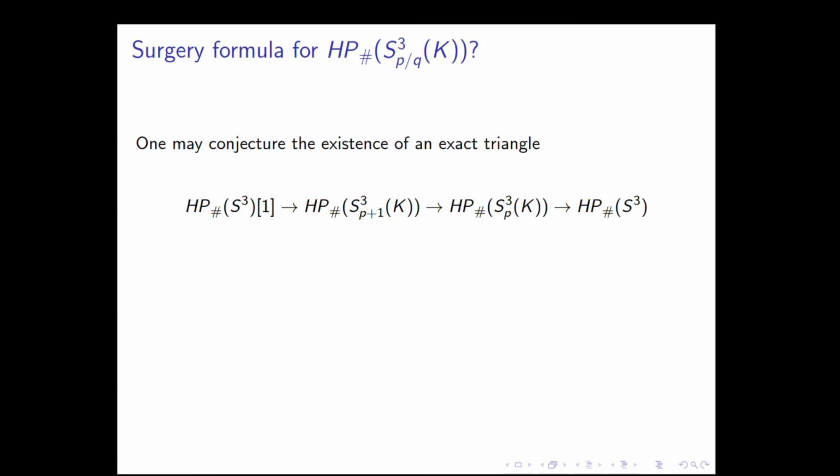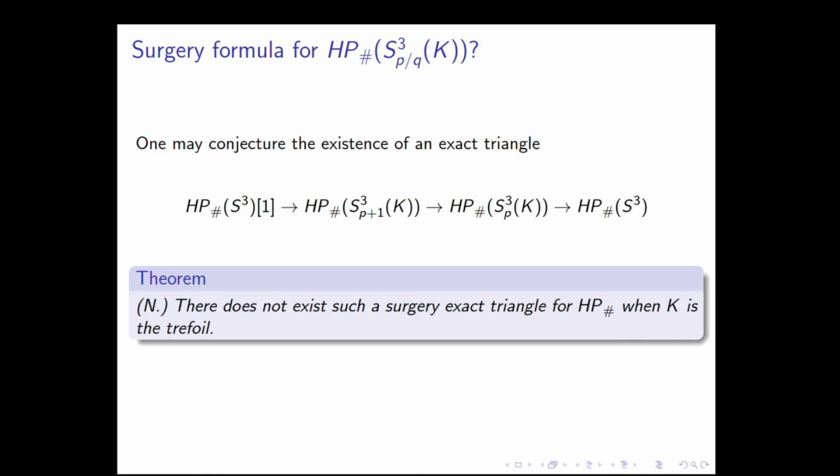Well, if you're familiar with some of those other exact triangles, you might think I've got this one backwards, but actually since we're using kind of a cohomology theory rather than homology, everything goes the other way. But what I have shown is that it cannot be such a surgery exact triangle, at least for the trefoil. This theorem follows just from a calculation of the relevant representation schemes. Well, at least a partial calculation is good enough to establish this theorem.